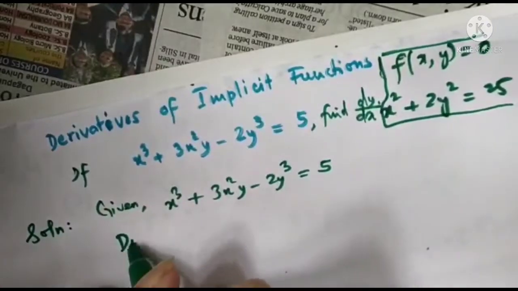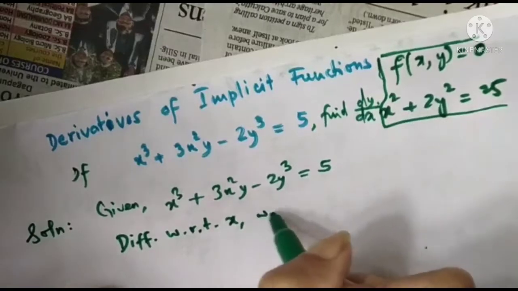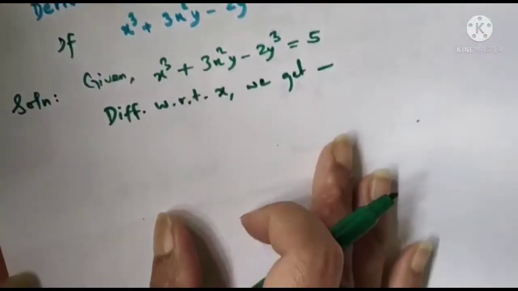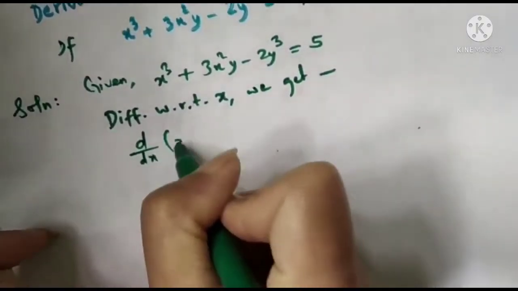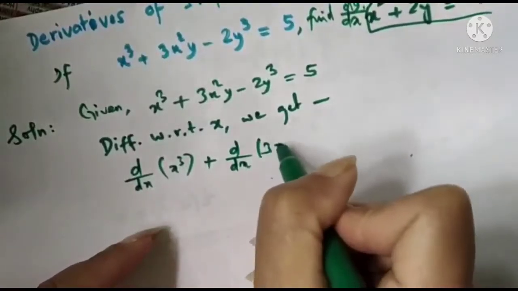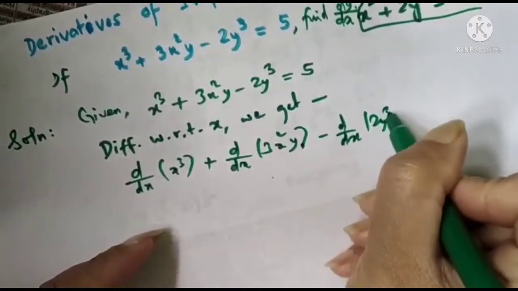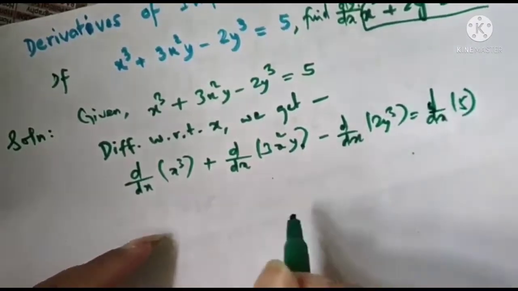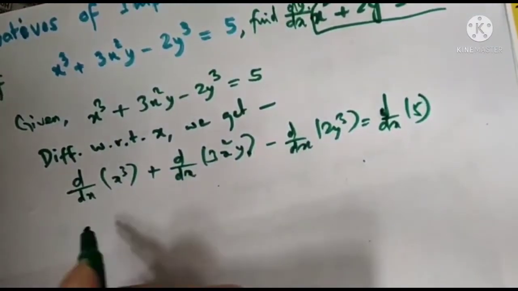Now I will write differentiating with respect to x. We get, you have to differentiate both sides with respect to x. On differentiating, what will you get? On the left hand side, you will get d by dx of x cube plus d by dx of 3x square y minus d by dx of 2y cube equals d by dx of 5. Correct? Now on differentiating slowly, what are you going to get?